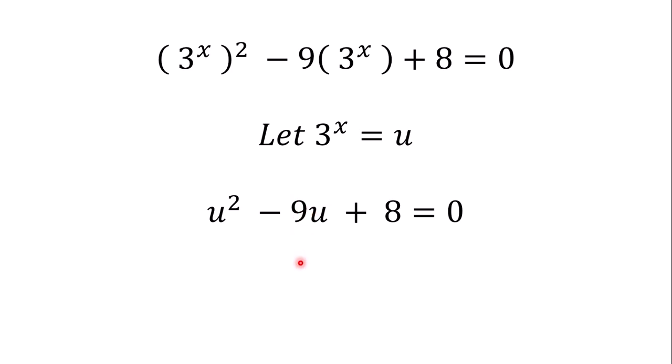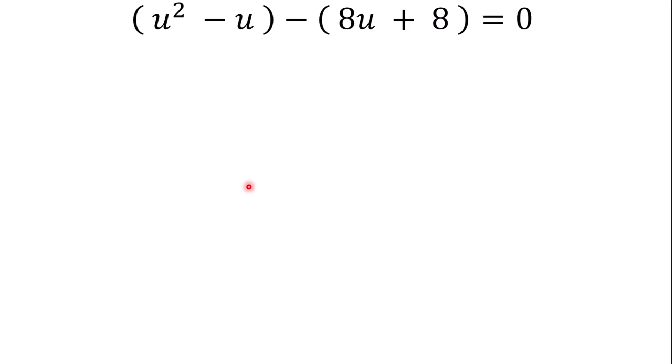Okay, so we're just going to replace this minus 9u here with u minus 8u. Okay, good. Here we are just going to bracket this and this, and also bracket this and this. Okay, good. Here we are going to find what is going to come out.